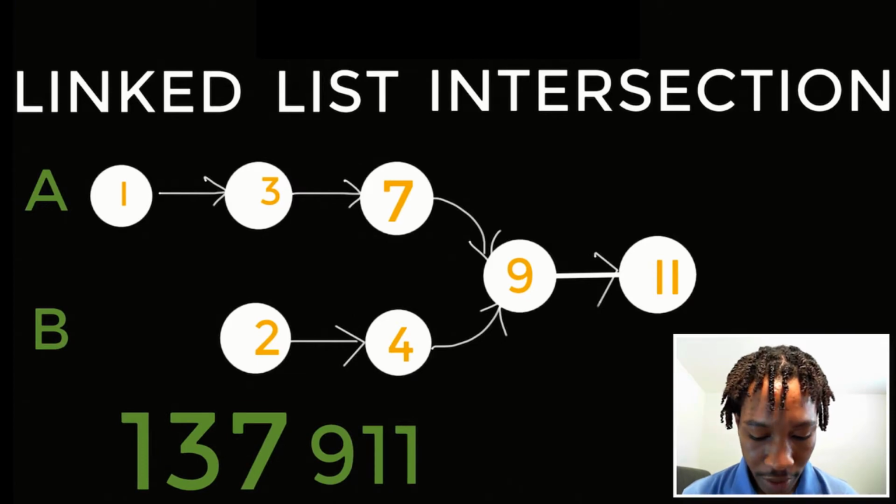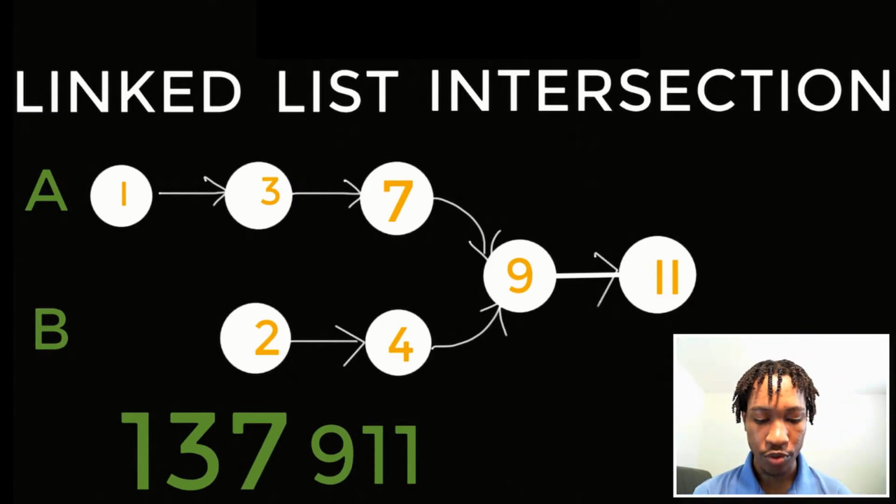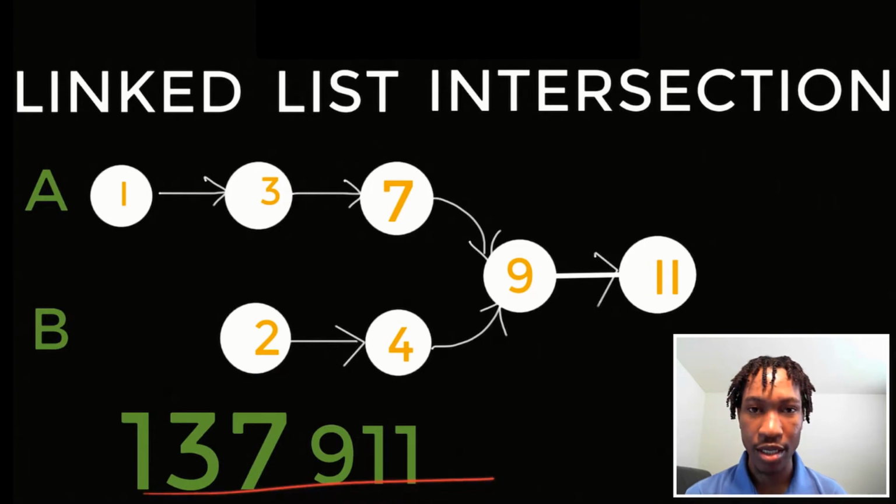Then what we do after that is we go through all the nodes in linked list B in a second loop, and check if we've seen that node in linked list A. We go through 2, is 2 in the hash set? No, it's not. We go to 4, is 4 in the hash set? No, it's not. We go to 9, is 9 in the hash set? Yes, it is.